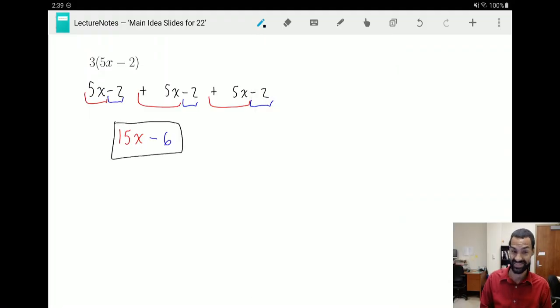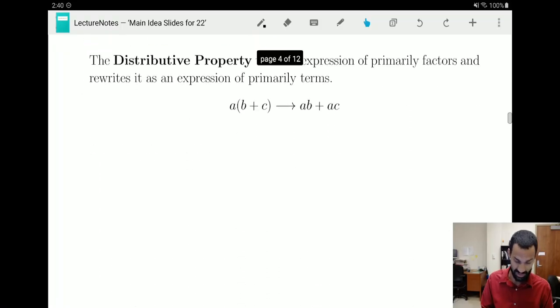But that's not the easiest way to do this type of problem. I mean, it works, but they do get more complicated, and we don't want to have to write 5x minus 2 over and over again. What if this, instead of a 3, was a 300, right? You don't want to do that. So what are we going to do? We're going to talk about the distributive property.